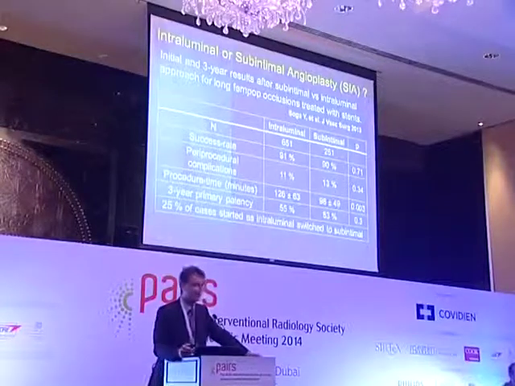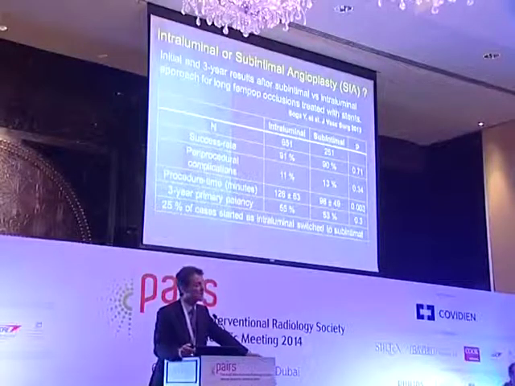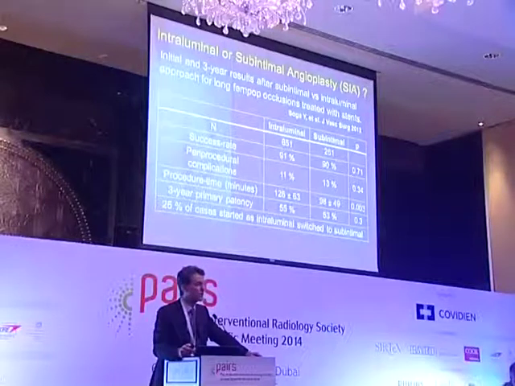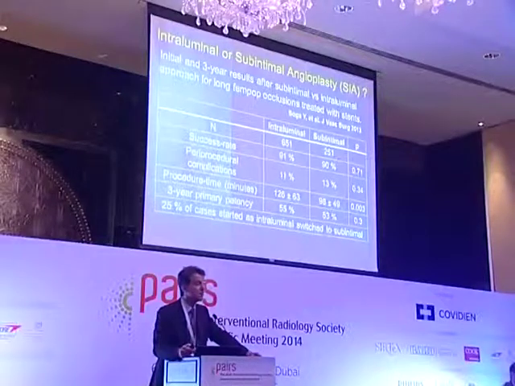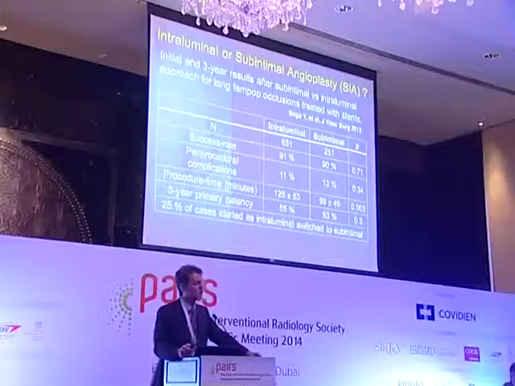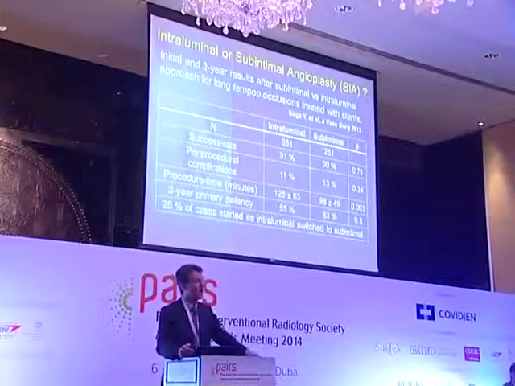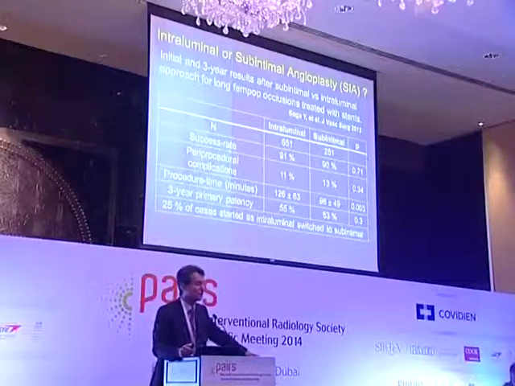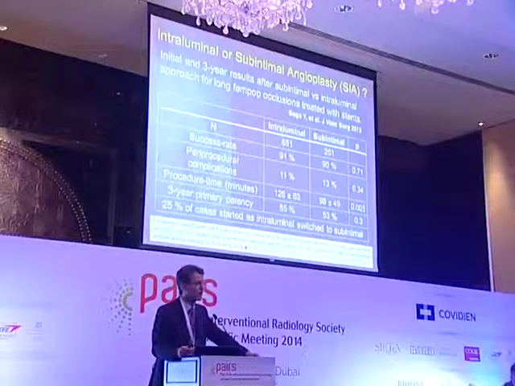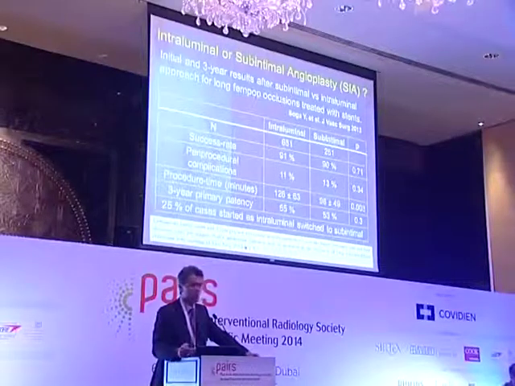But what you can see here is that the results were pretty much the same. Success rate the same, procedural complications also the same. Procedural time, however, was longer when you try to do this in an intraluminal way. The endpoint here, the 3-year primary patency after stenting, was also completely the same. And there was a switch over for 25% from the intraluminal group to the subintimal because they failed to do this intraluminal. So they concluded that actually you can right away take an 0.035-inch wire and do the subintimal way, and you will reach your goal much faster.